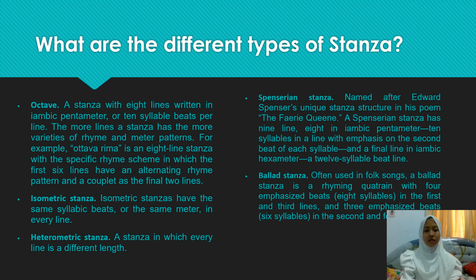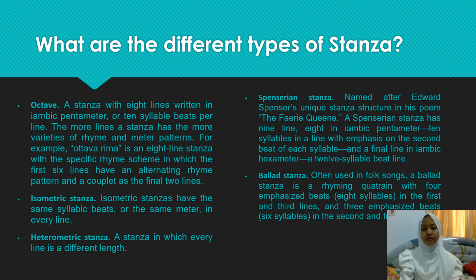The next is isometric stanza. Isometric stanzas have the same syllabic beats or the same meter in every line. And then heterometric stanza, a stanza in which every line is a different length.